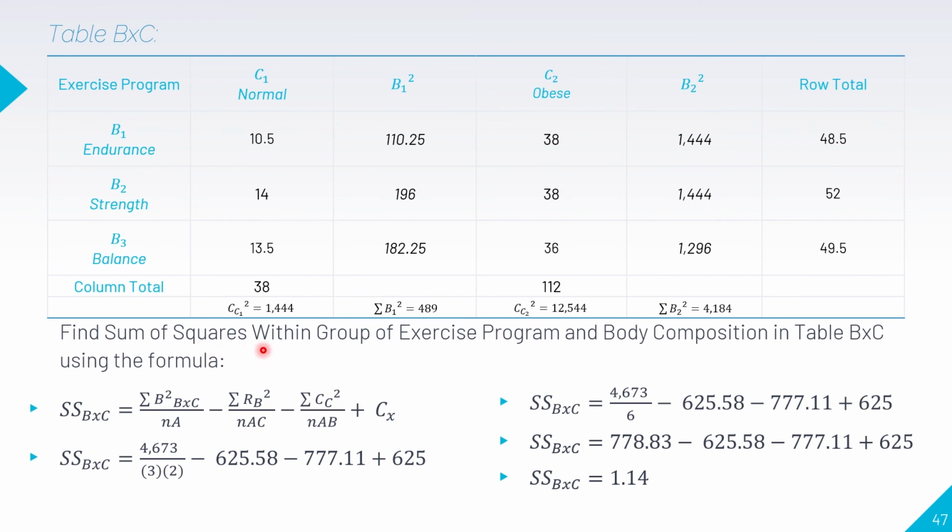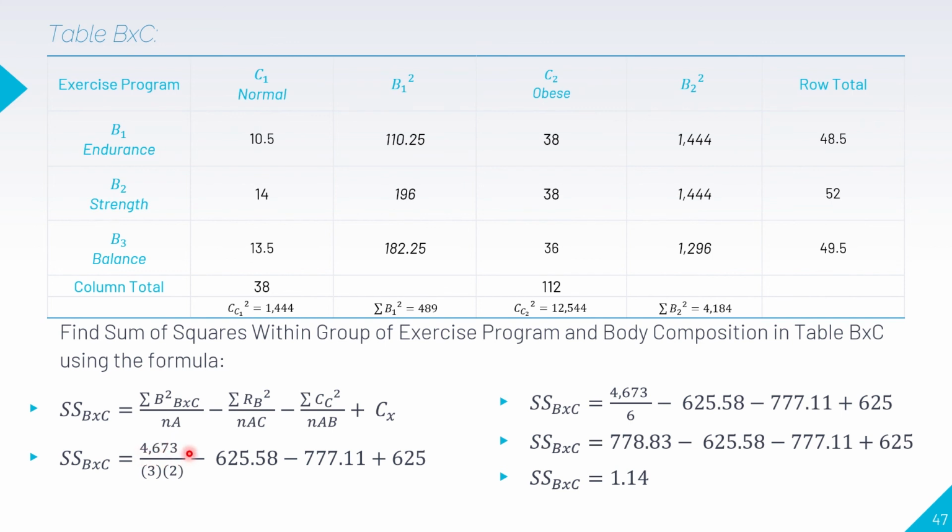Now, in finding the sum of squares within the group of exercise program and body composition, or the B by C, we need to find it in our table B by C using this formula. In finding the summation of B squared in B by C, same as earlier, you just need to square these and add. So, the summation of this and the summation of this, the summation of these two.